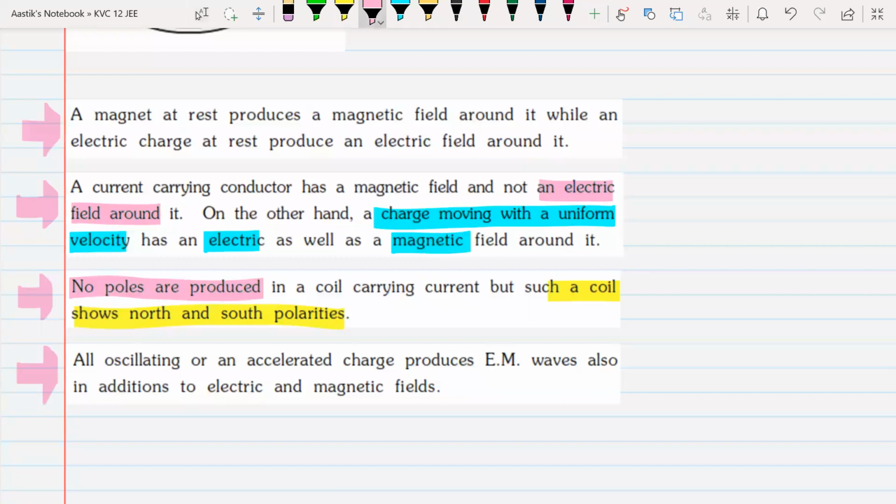An oscillating or an accelerated charge produces EM waves. That is the last topic.